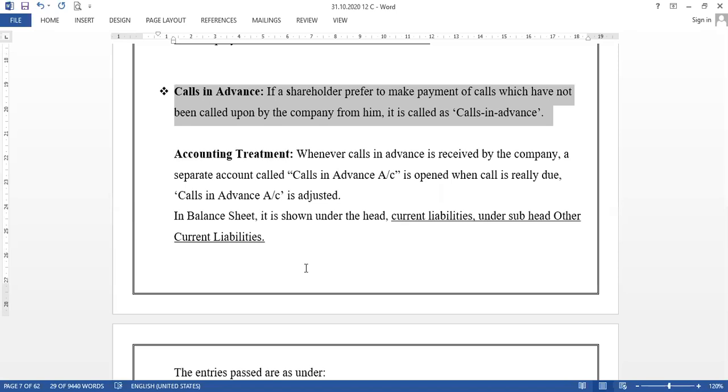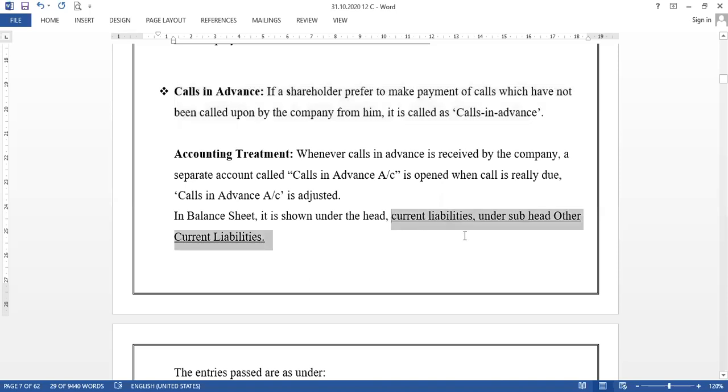For calls in advance we don't have any option. For calls in arrears it was up to us whether to open the account or not, right? But for calls in advance we need to open the account and that has to be credited, because it's a liability. Being a liability, where will we show it? It's a current liability and has to be shown under the head other current liabilities, right? And please remember that when the amount is received in advance, we need to credit it, and when we adjust this amount of advance, we need to debit it, right?